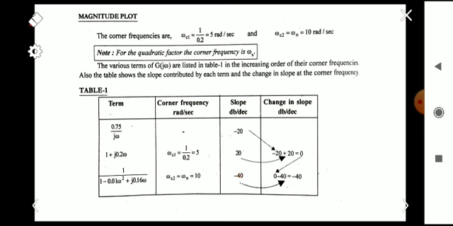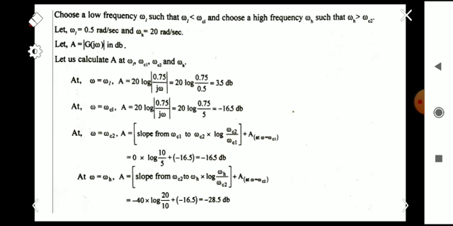Okay, and after that we have to choose some lowest frequency and highest frequency, that is omega L and omega H. So here we are taking omega L as 0.5 and omega H as 20. Okay, that is omega L must be less than omega C1 and omega H should be greater than omega C2.